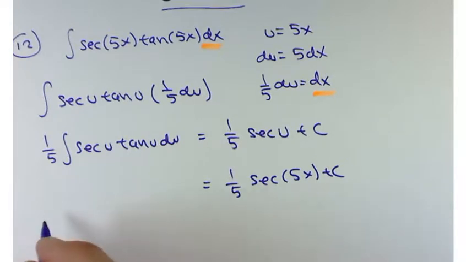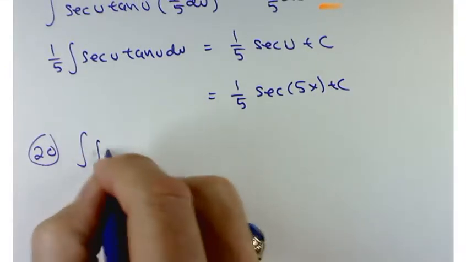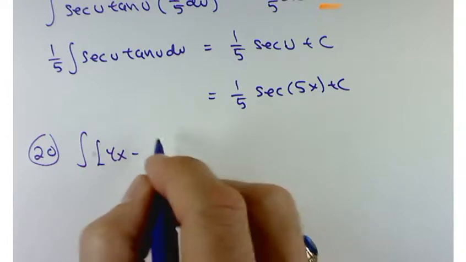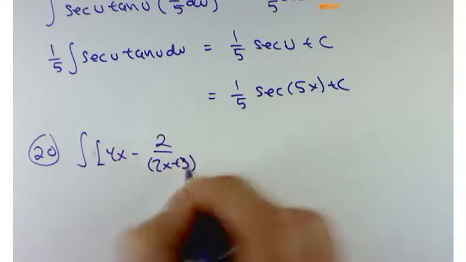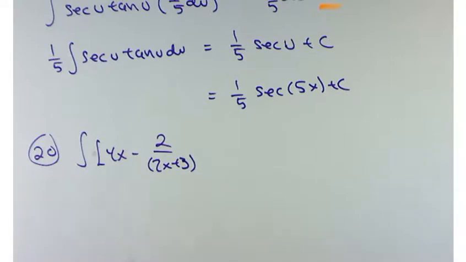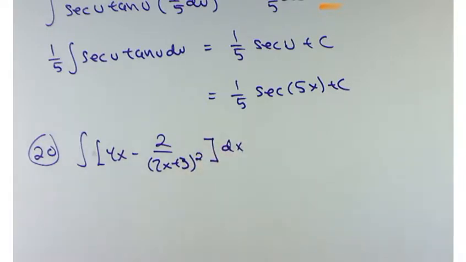Onward. So problem number 20. Integral of 4x minus 2 over 2x plus 3 squared. Is it squared or cubed? Squared. All right, so I got it right.